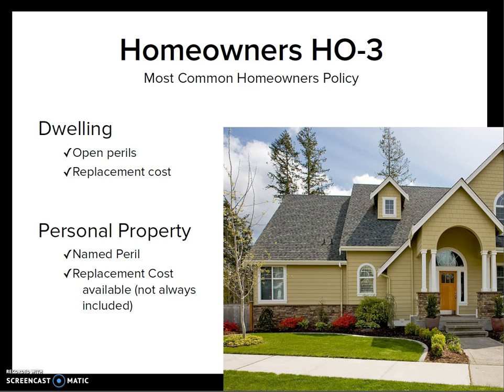So your homeowners, or otherwise in my world called an HO-3, this is going to be your most common homeowners insurance policy and probably the one that we actually will discuss the most. Your dwelling is going to have open perils. It's also going to give you replacement cost. Your personal property is going to be a named peril, as well as replacement cost on your contents is available. This is, however, not always included.